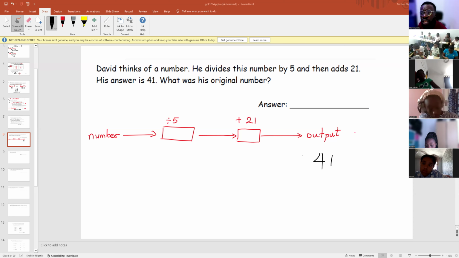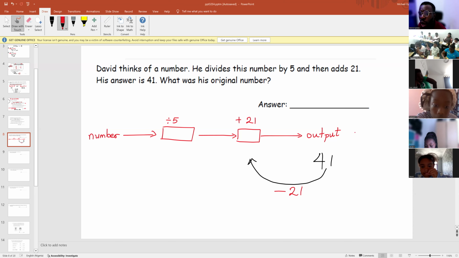We need to walk back, all right? The last thing done to the function machine was to add 21. So we walk backwards. The first thing we do is take away 21. Everyone, what is 41 take away 21? That is 20.